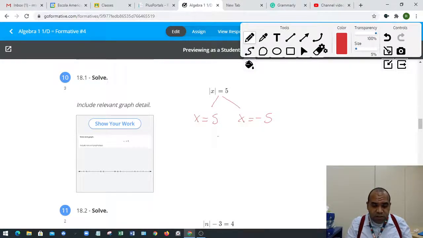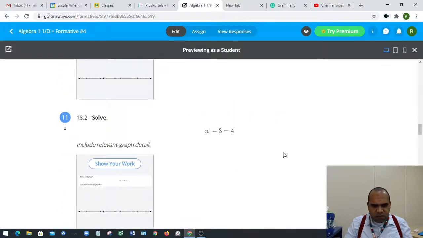And remember the solution set: negative 5 and 5. Remember the curly brackets. Done. That's it, guys. Pretty simple, yes? Nice. Let's go to the next one.